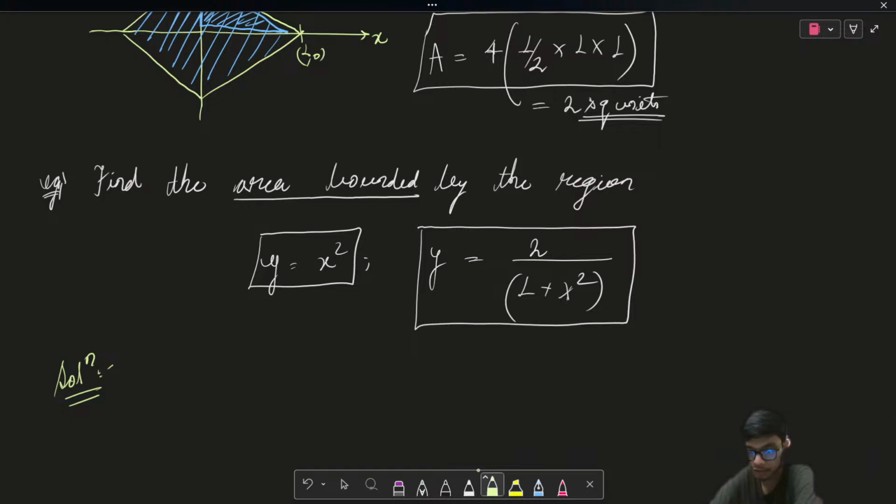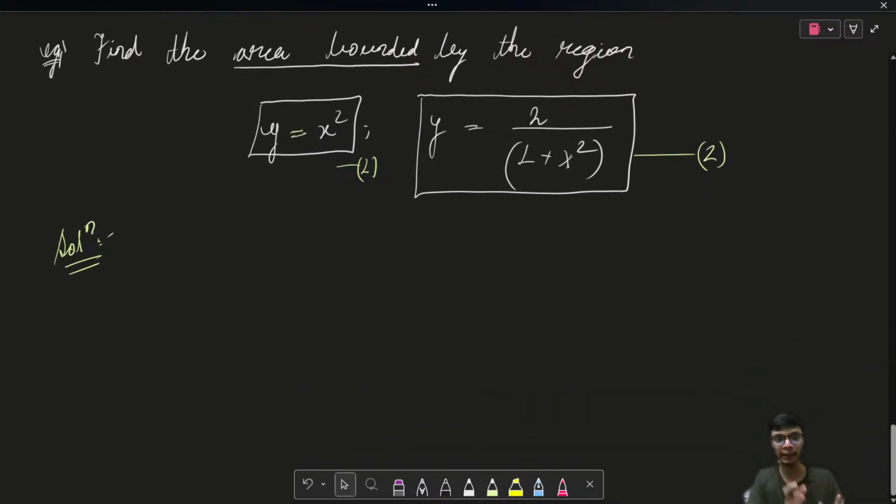Any idea? First of all, what should we do? Whenever we see a general question of finding the area bounded by curves, the general idea that comes to mind is to try to plot the curves of the functions. If I consider this as my first function and this as my second function, the first function is given as y is equal to x square, which is nothing but the curve of a parabola. So let me first plot the curve y is equal to x square.